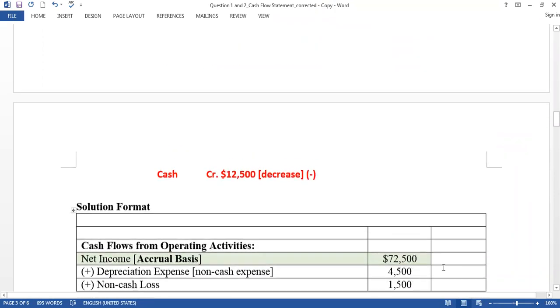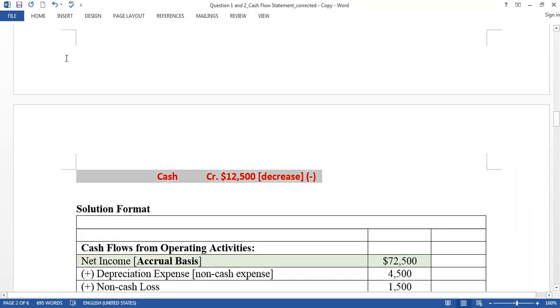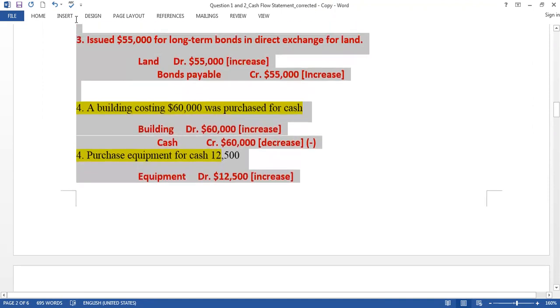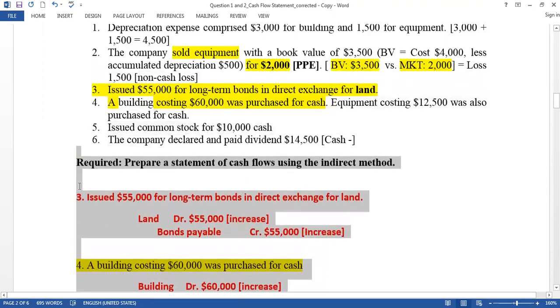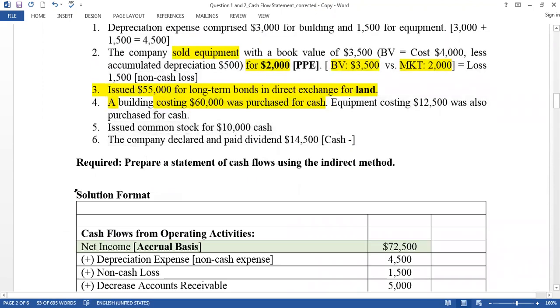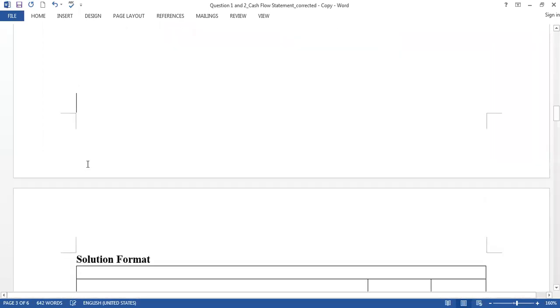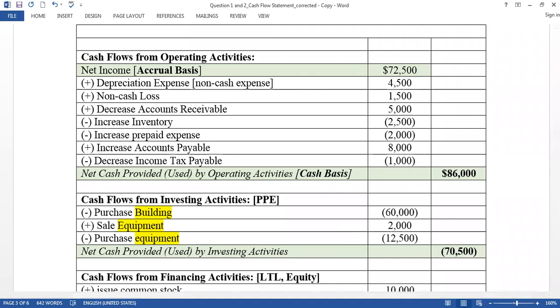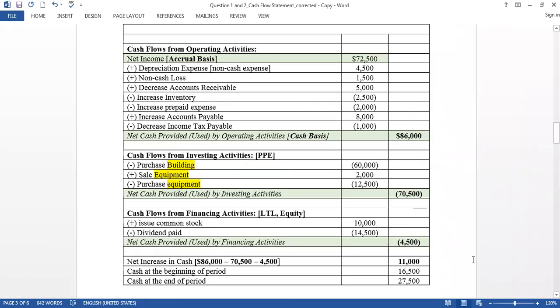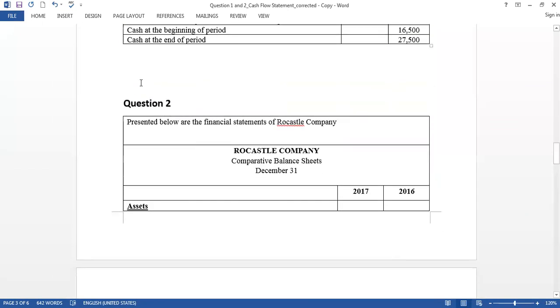In the exam question, you do not need to show me this kind of workings. In the exam questions, I do not need this kind of workings. Only this is the solution for the exam. Okay, let me solve the second question.